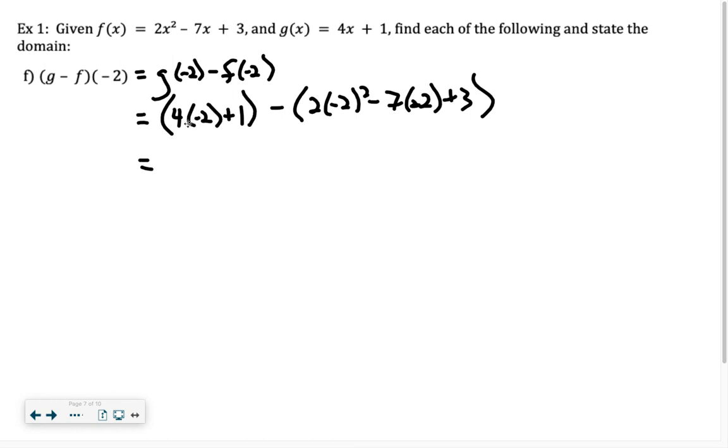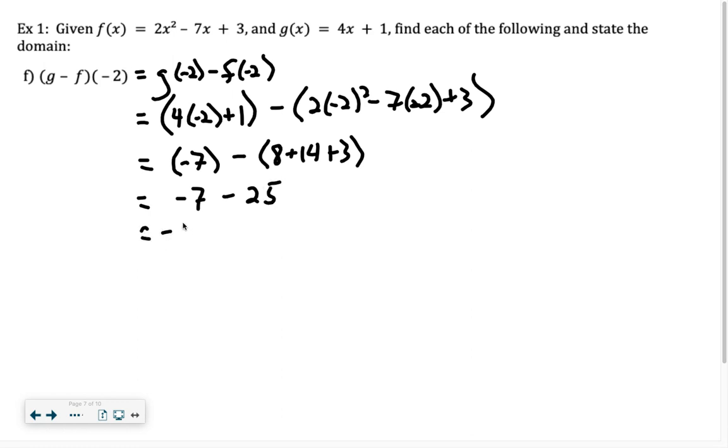So 4 times negative 2 is negative 8 plus 1 would be negative 7 minus negative 2 squared is 4 times 2 is 8. Negative 7 times negative 2 would be positive 14 plus 3. So we end up with negative 7 minus 25, which would be negative 32.